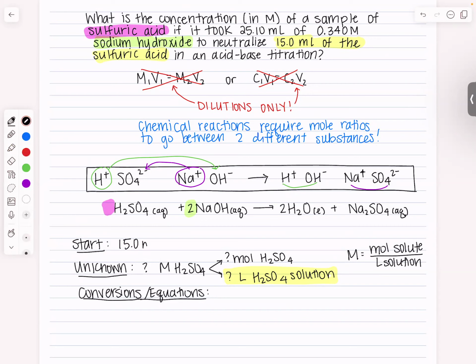The 15 milliliters of sulfuric acid, that's going to help me find the liters of sulfuric acid because I need those two things together, the liters of sulfuric acid and the moles, to find this. So that's where I'm going to start for one piece. For the other piece, we're going to have to rely on the sodium hydroxide to tell us how many moles of sulfuric acid there were. And this is where the titration comes in. So this information is going to help me with that.